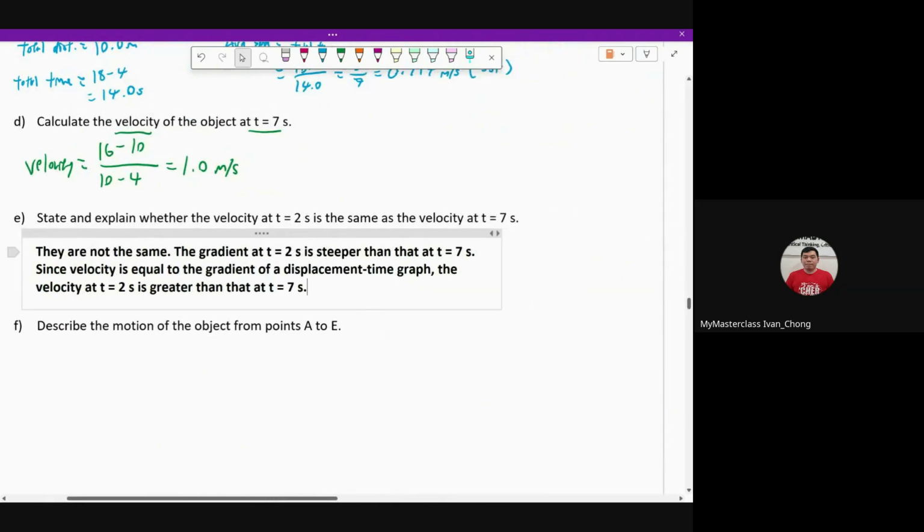Because if you don't state the relationship, how would the marker know? You must always assume that the marker has no clue what is going on, and therefore you need to be very clear-cut and direct with your answer itself. It's kind of like explaining to your parents. If they don't know anything, you need to be a little bit more specific. Okay, first thing, they are not the same because I have a steeper gradient, therefore my velocity is greater. So why is it greater? Because my velocity is the same as my gradient. So because I have a steeper gradient, I will have more velocity.